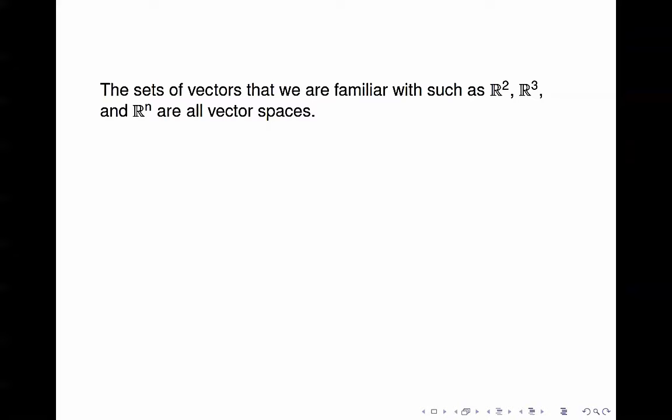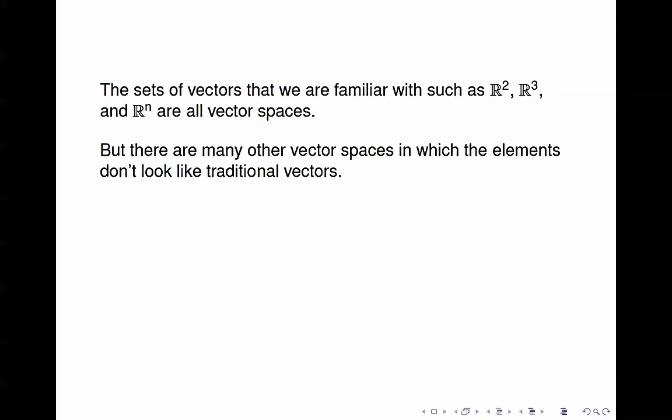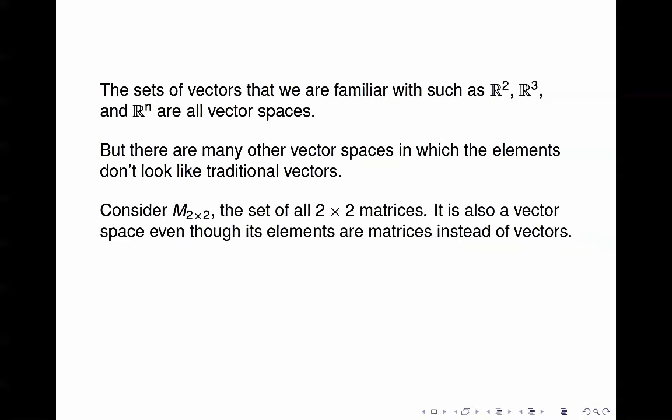Okay, so as I said before, these vector spaces such as R2 and R3 and Rn, those we are familiar with, but there's a lot of other ones in which the elements don't look like traditional vectors. So let's examine that a little bit. Consider this set I'm calling M sub 2 by 2, which is the set of all 2 by 2 matrices, where all the components are real numbers.